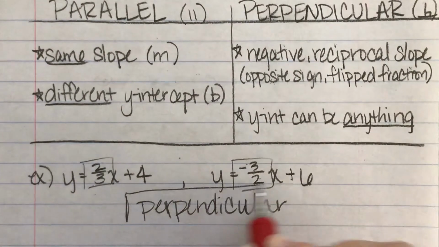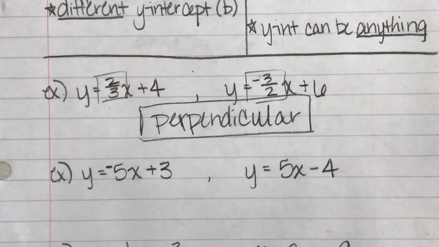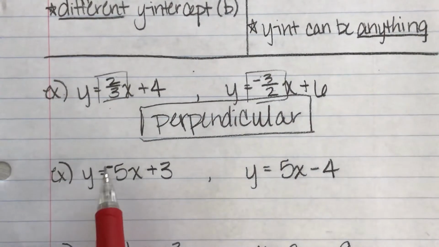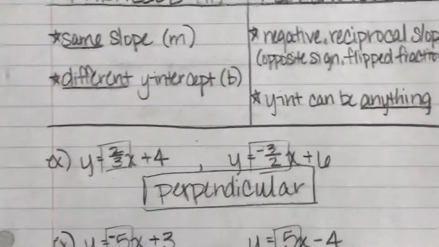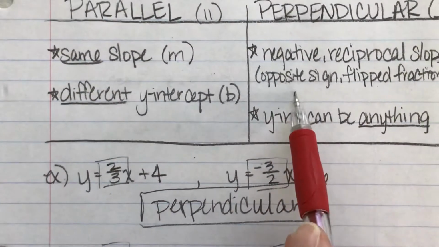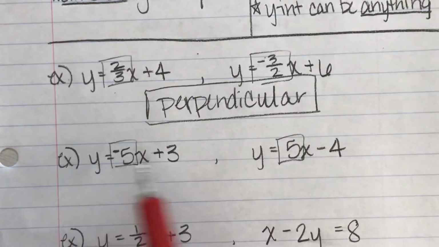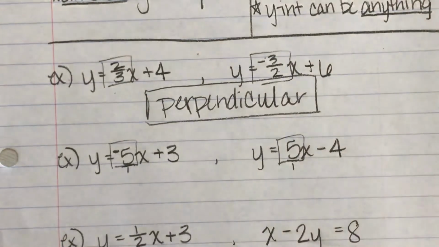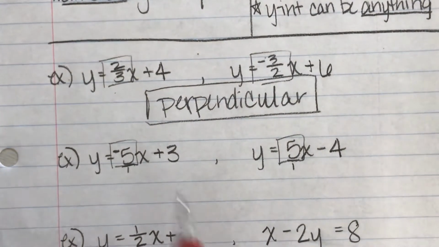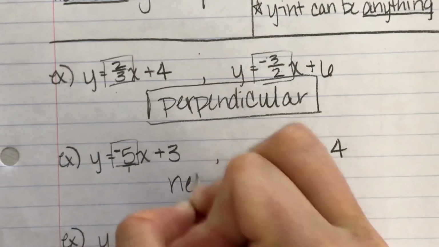In my next situation, I've got negative 5x plus 3 and positive 5x plus 4. Well, they're not the same because I've got a negative 5 and a positive 5. Again, I'm focusing on the slope here. They do have opposite signs. But as far as this flipped fraction goes, I do have some people who say, well, if you flip a 5, it's still a 5. But that's not really true because this is really 5/1 and 5/1. So while these are opposite signs, you don't have reciprocal fractions happening. So in this situation, this is actually neither.